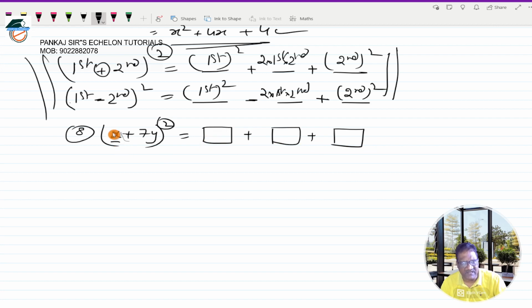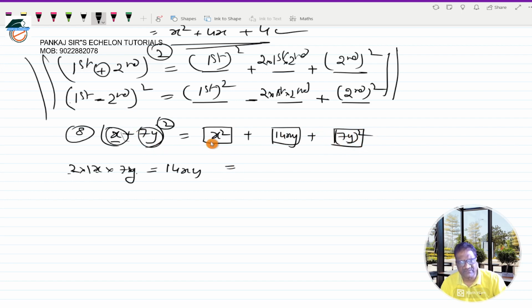Then in the first box I'll put the first term's square, so x square. In the second box I'm going to put 2 into first term into second term. Second term is 7y. Now this is how I'll work out the numbers. I'll multiply first: 7 into 2 into 1 is 14, and x into y will be xy. So I'll get 14xy in the second box, and in the third box I'll get the second term's square, that is 7y the whole square.